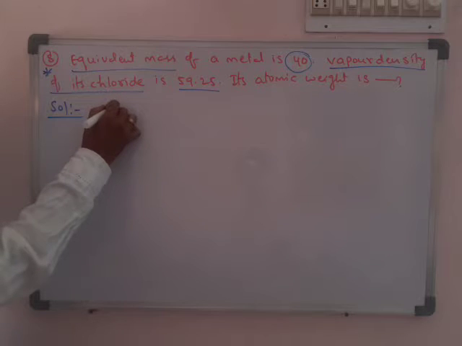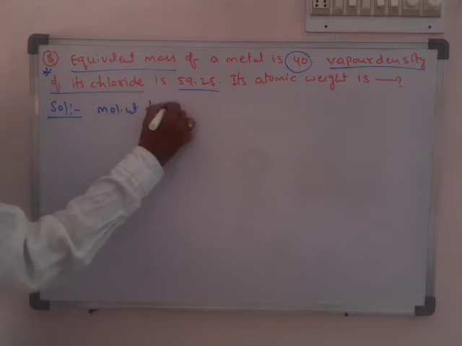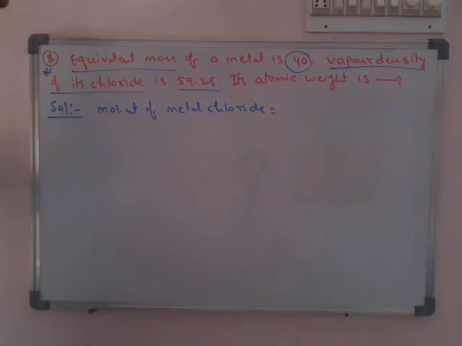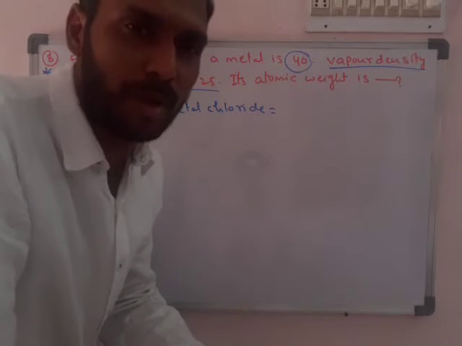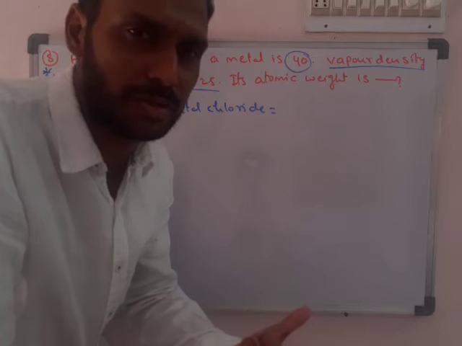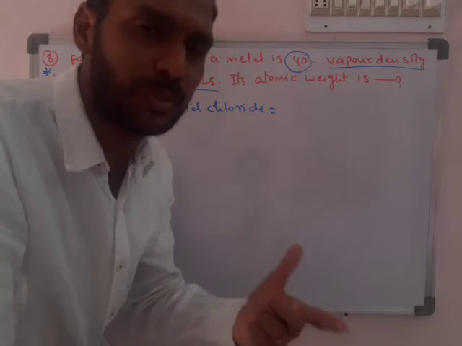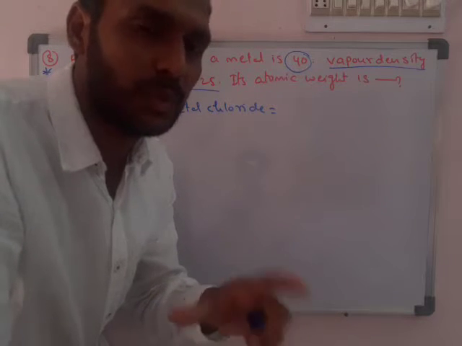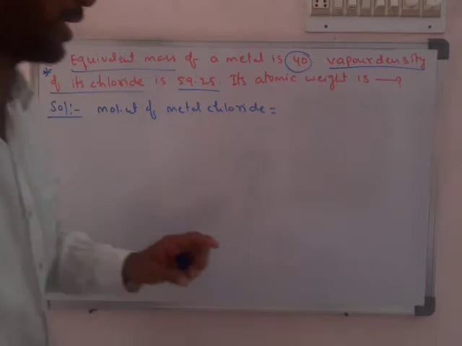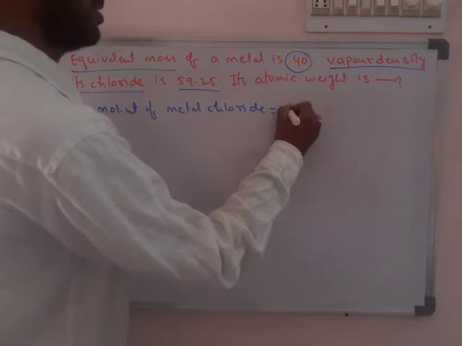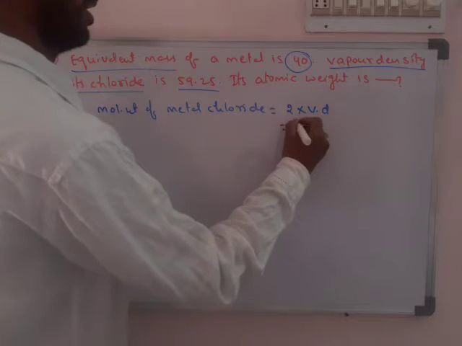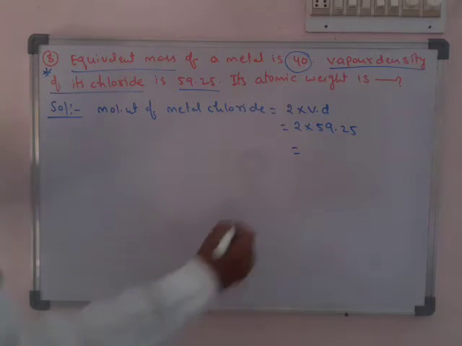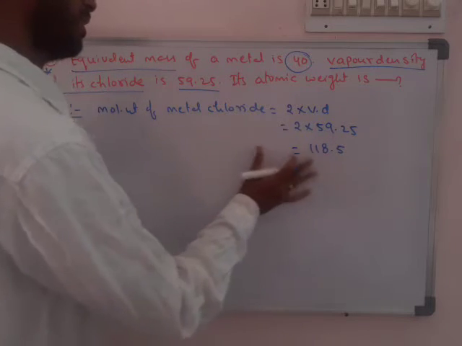So we can write the molecular weight of the metal chloride. Actually, we are unable to write the metal chloride formula because the metal may be plus 1, plus 2, or even plus 3. If it is plus 1 we can write MCl, if plus 2 we can write MCl2, if plus 3 we can write MCl3. But there is no information given to write the formula. So we write the molecular weight of the metal chloride equal to 2 into vapor density. You know the formula. So 2 into 59.25 is 118.5. So it is the molecular weight of the chloride.